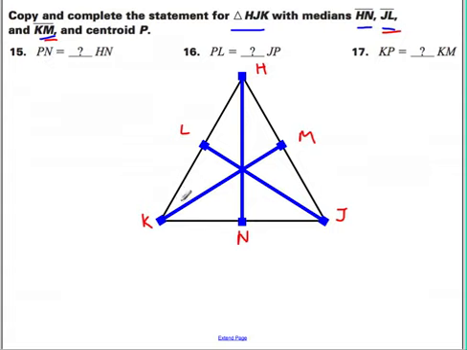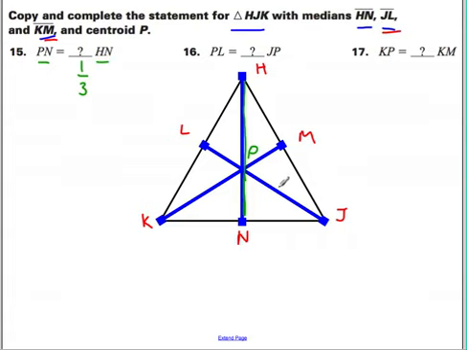PN. Oh, this is P right here. PN. So we're looking at this part right here. PN is going to be the 1/3. How is it related to HN? Well, this is going to be 1/3 of HN. So the relationship is it's 1/3 of the entire thing, which is HN.